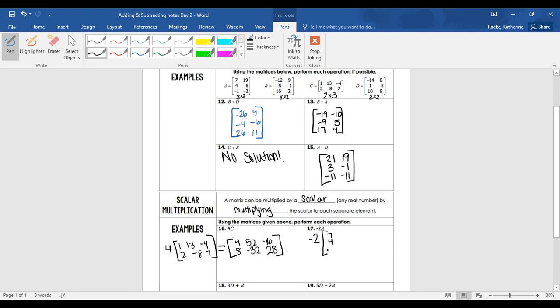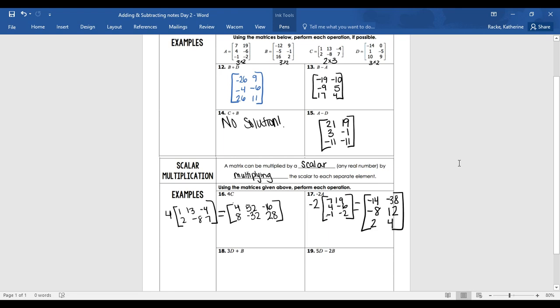7, 4, negative 1, 19, negative 6, and negative 2. Okay, so now let's get our answer. Negative 2 times 7 gives us negative 14. Negative 2 times 19 gives us a negative 38. Negative 2 times 4 gives us a negative 8. Negative 2 times negative 6 gives us a positive 12. Negative 2 times negative 1 gives us a positive 2. And negative 2 times negative 2 gives us a positive 4. That would be your answer for example 17.